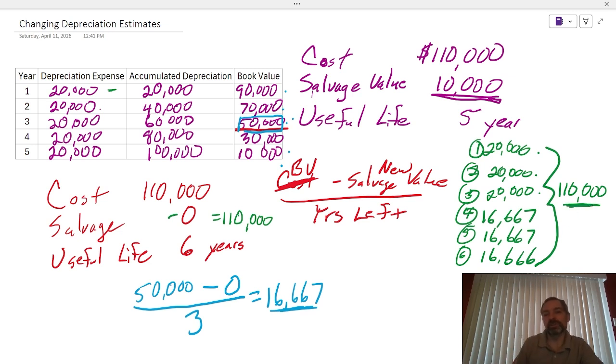Again, what we're doing is if we midstream decide we need to change our estimates, we're not going to go back and change anything that happened in the past. We're just going to fix it going forward by saying, all right, what is our current book value? What is our new salvage value? And how many years left do I have to spread that over? And recalculate depreciation expense going forward so that I end up with the right number at the end.